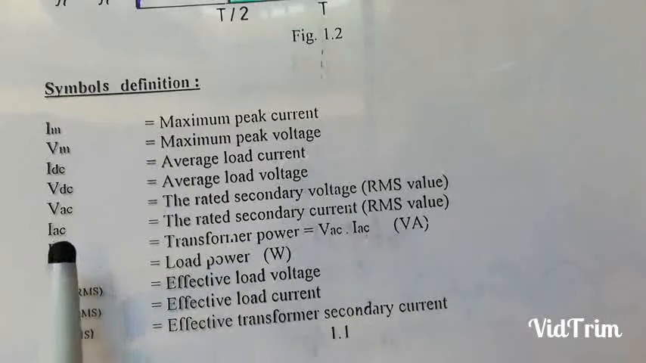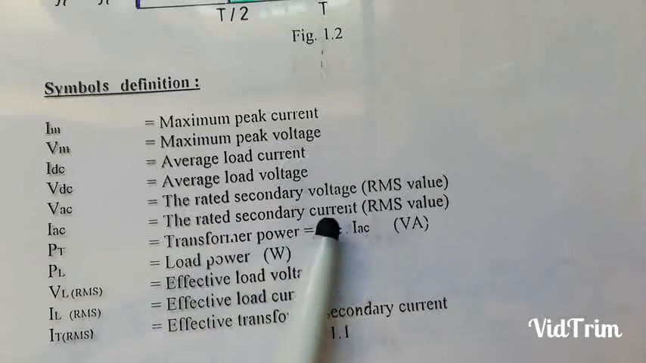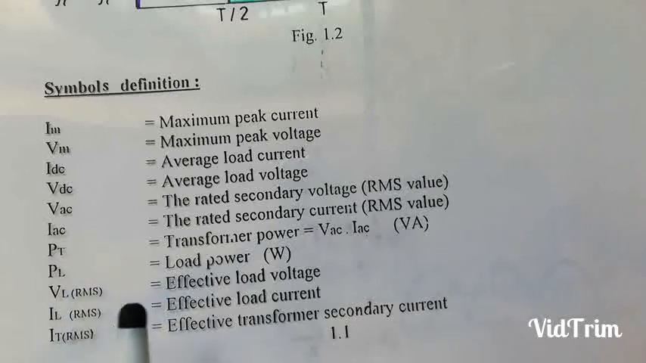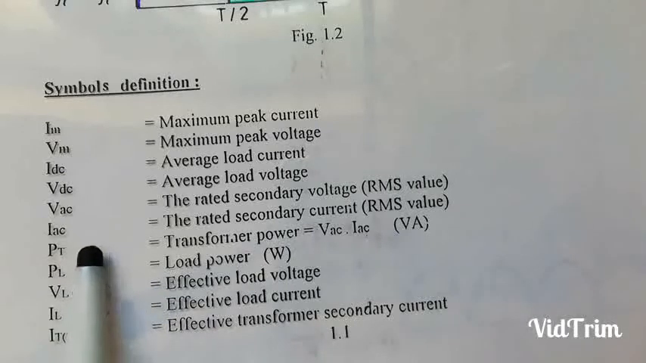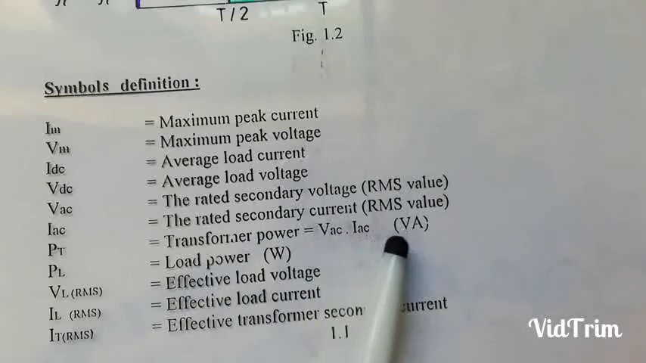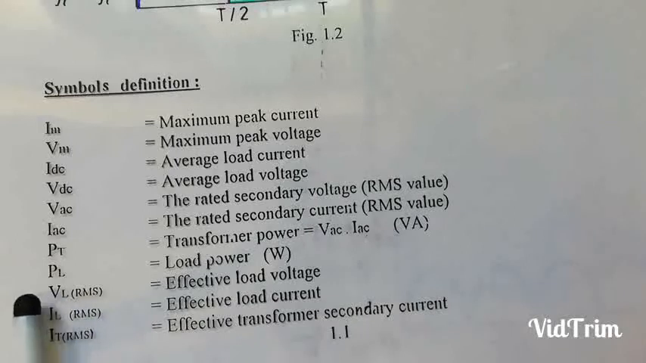We have the IAC, which is also the rated secondary current in RMS value. This is also written on a transformer. We have the PT, which is the transformer power. That means the VAC multiplied by the IAC, and it's in volt amperes. We have the power load in watts. We have the VO in RMS, that's the effective load voltage. We have the IL in RMS, which is the effective load current. We have the IT RMS, which is the effective transformer secondary current.